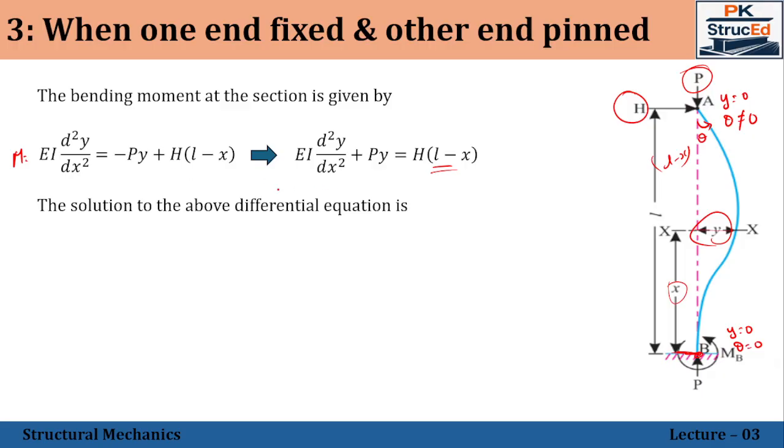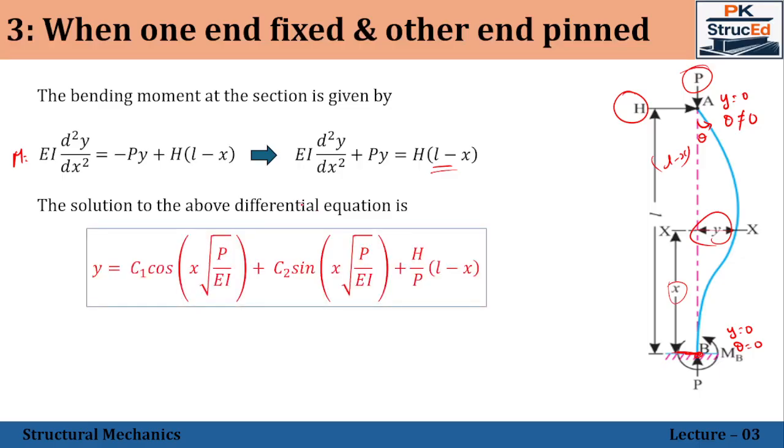And again, the solution for the above differential equation will be similar to the previous case also. And again, you can see that this P alone will be brought to the new denominator. So that is what has been there as a constant. The other terms remain the same. That is y is equal to C1 cos x root over P by EA plus C2 sine x root over P by EA plus this one, H by P into L minus x.